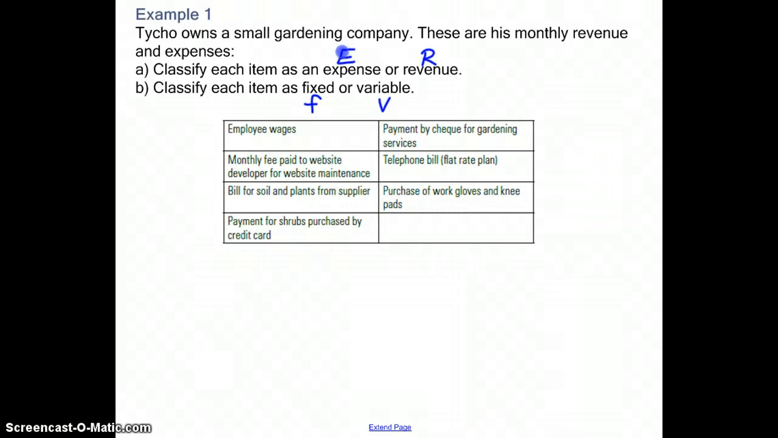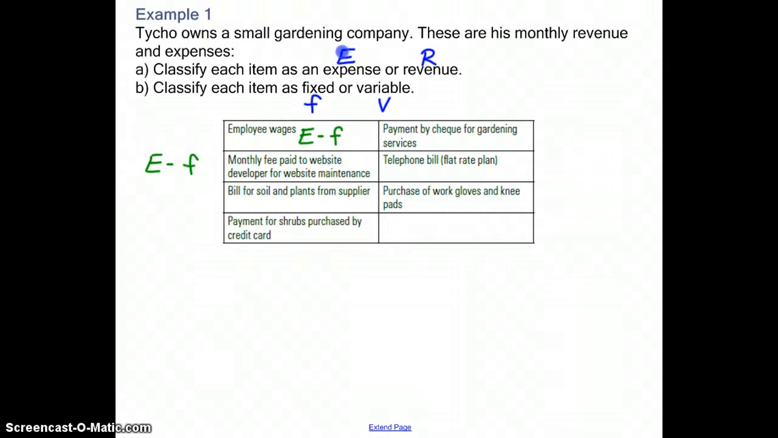So employee wages, expense or revenue? Expense. Is it fixed or variable? Fixed, good, because it's always going to be the same. You're always going to have to pay your employees. How about your monthly fee paid to a website developer for website maintenance? Expense. Is it fixed or variable? It says that it's monthly and it's for maintenance, so it would probably be fixed.